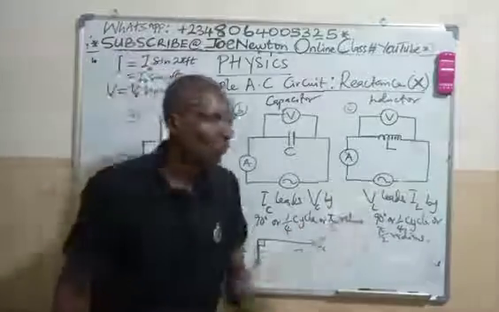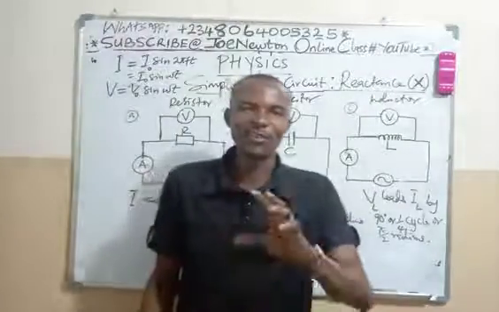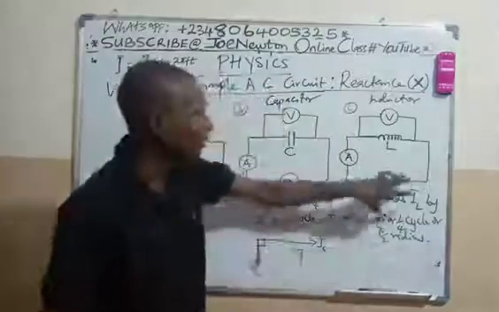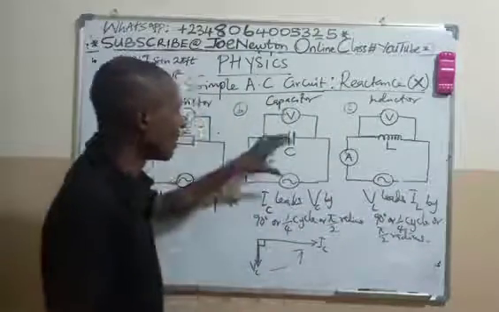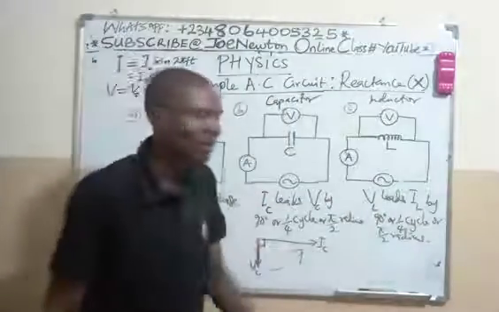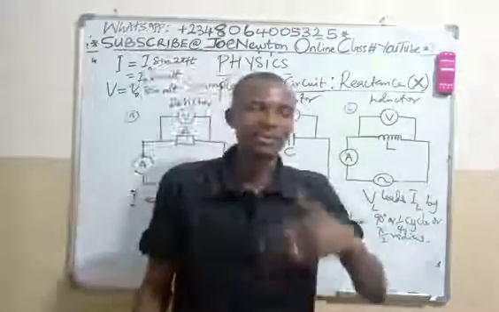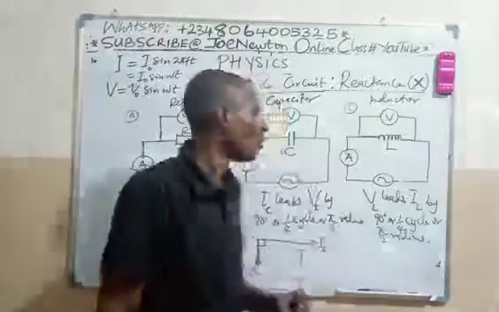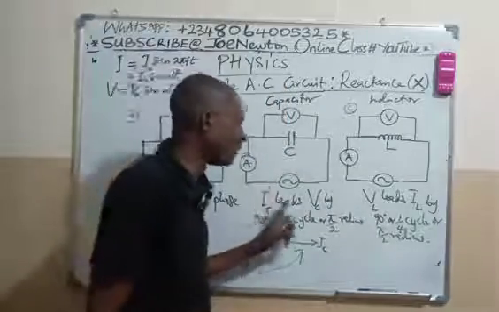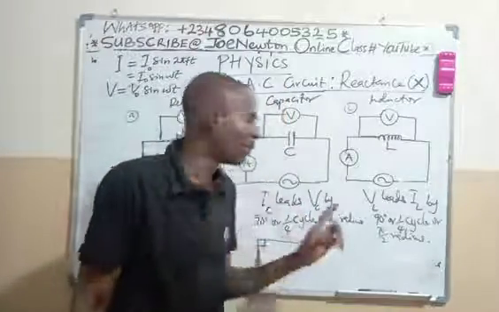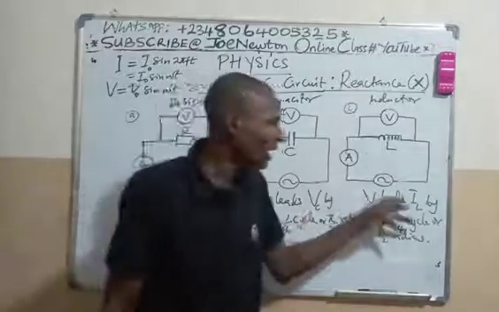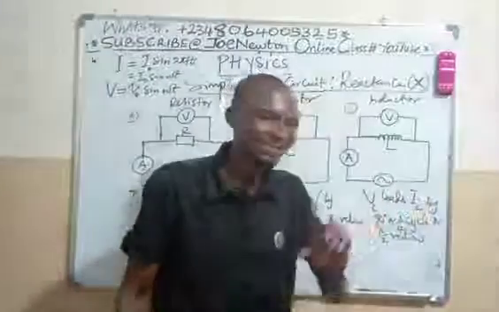So be mindful of these two components and their effect in an AC circuit. In the inductor, the voltage leads. When you have capacitance, the current leads. And the phase angle in both cases is a right angle, that is 90 degrees. When current leads here, the voltage is said to be lagging behind. The voltage lags. When voltage leads here, the current lags.